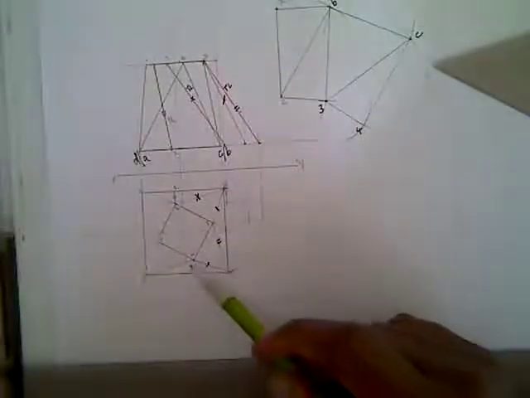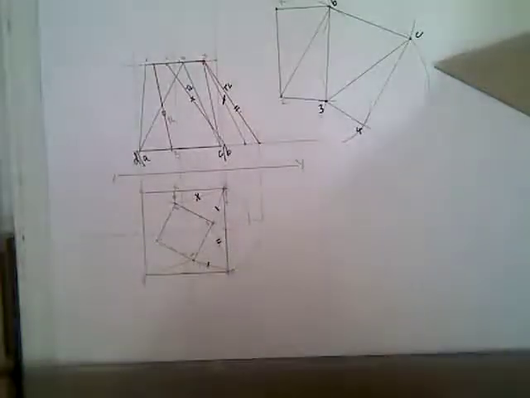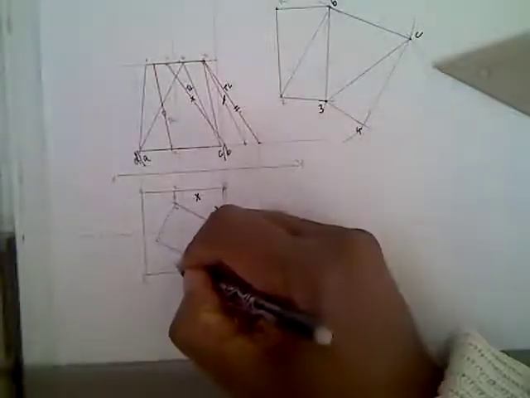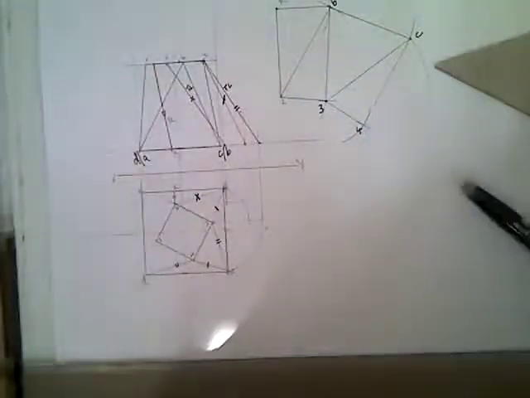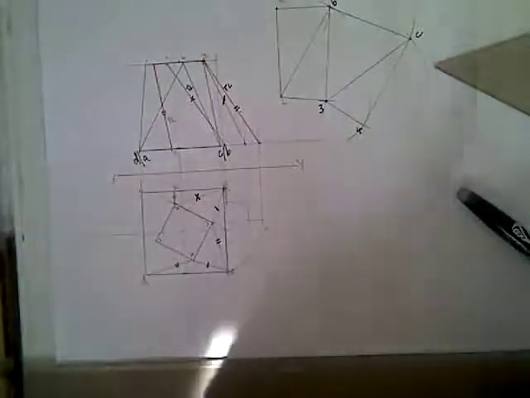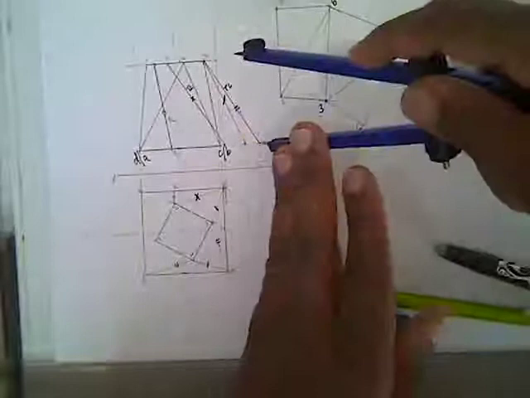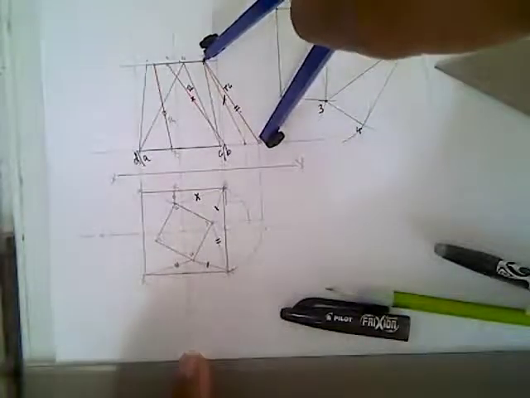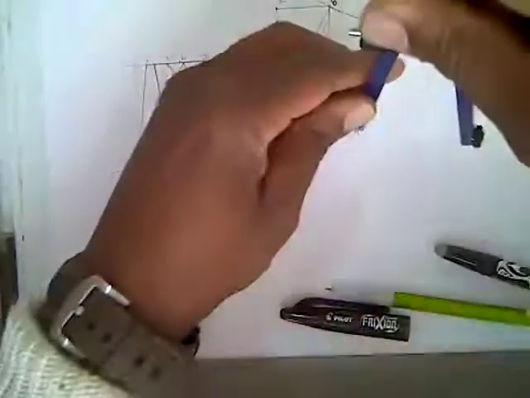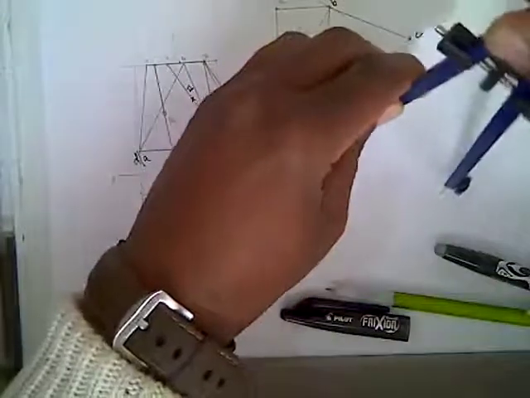For 4D, it will be this one. Verify that this one will be equals to that one, 4D. It will be equals to 4D, from 4 to D. I open it a little bit. It gives me 4D. D will be somewhere here.